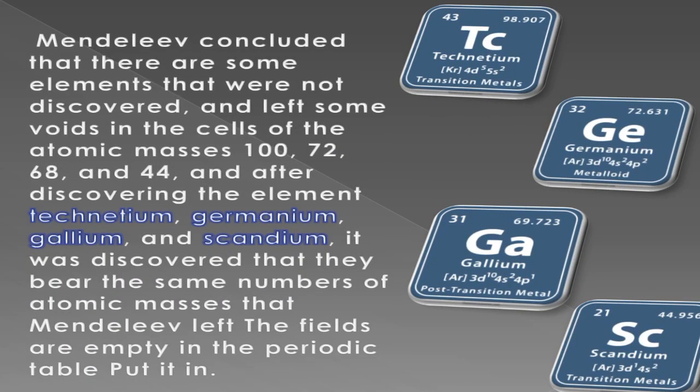Mendeleev concluded that there were some elements that had not been discovered and left some voids in the cells of the atomic masses 100, 72, 68 and 44. After the elements technetium, germanium, gallium and scandium were discovered, it was found that they bear the same atomic masses for which Mendeleev had left the fields empty in the periodic table. As in the image, these are the elements that were discovered at a later time.